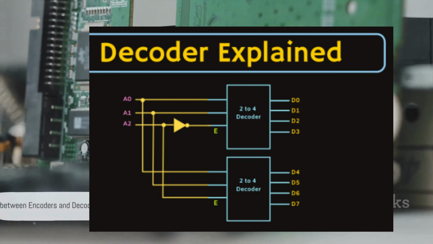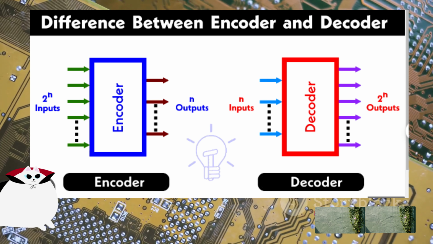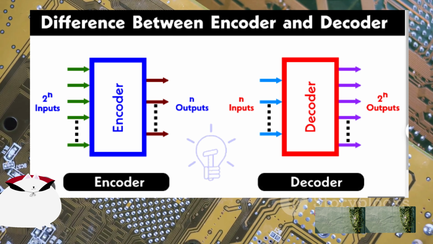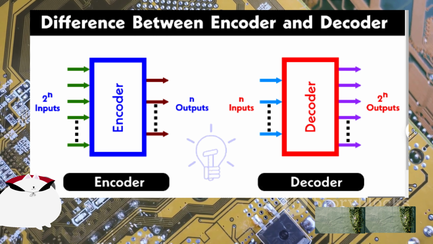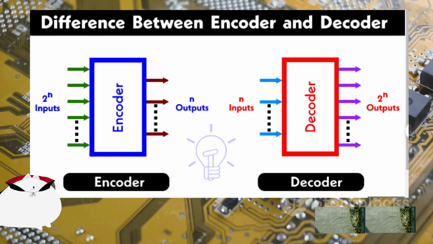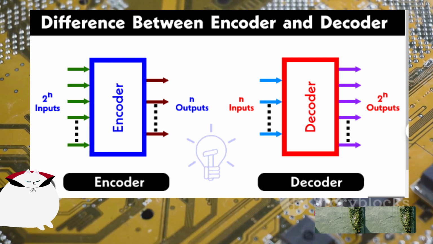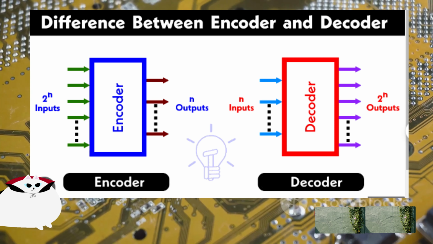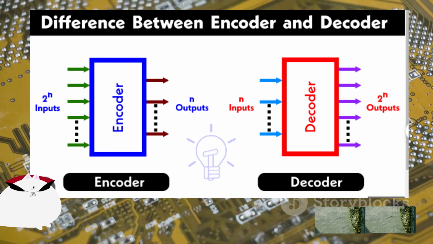Now, you might be wondering, what are the key differences between an encoder and a decoder? Well, while they might seem similar, there are several distinctions to take note of. An encoder primarily converts an active information signal into a coded digital bit stream. The decoder, however, recovers the original information signal from these coded bits. Hence, while the encoder is installed at the transmitting end, the decoder finds its place at the receiving end.